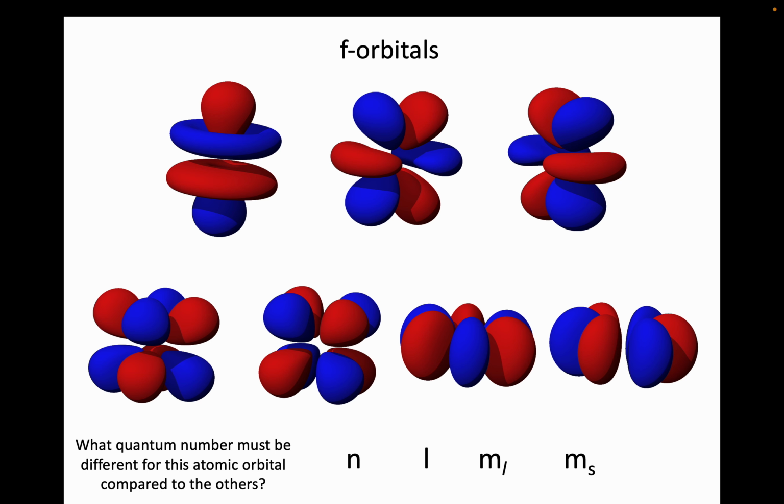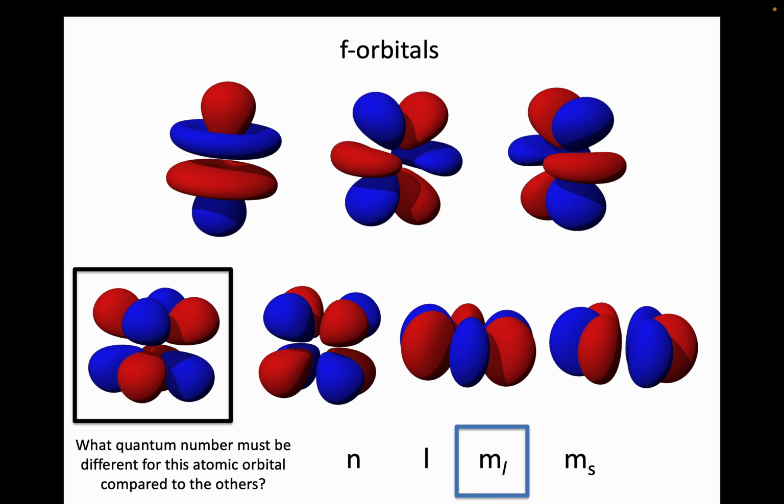Now, you're not responsible for knowing the shapes of the f orbitals, but here they are. If we were to look at these, what quantum number must be different for this atomic orbital compared to the others in the set? So as I look at them, they're all roughly the same size, so I think they have the same n value. They're all f orbitals, so they all have the same L value. But what needs to be different must be the m sub L value, because remember, that's showing us differences in the orientations. So we have, in this case, 1, 2, 3, 4, 5, 6, 7 different orientations, because my m sub L values go from +3 to -3.